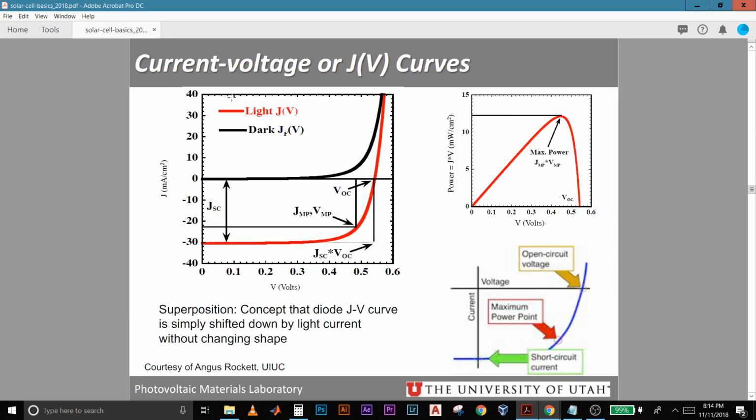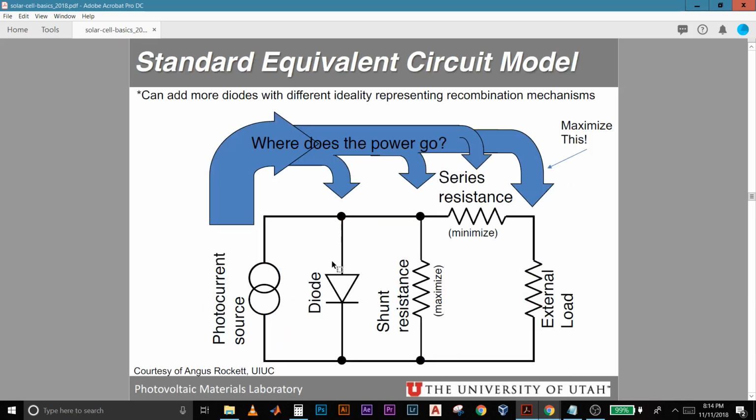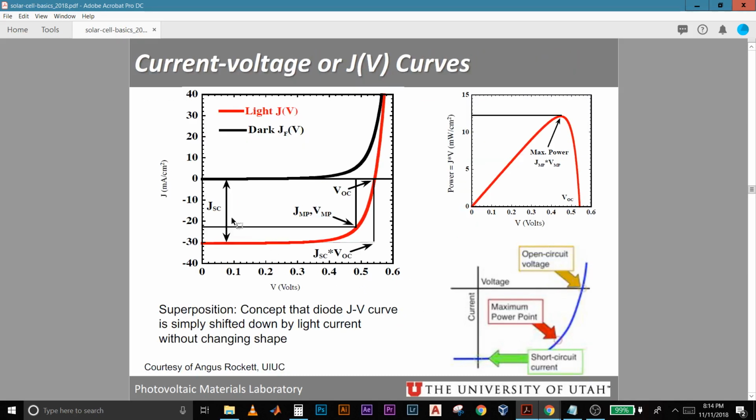So first, let's look at the current voltage curve, which we typically have for all electrical circuits to help us analyze the performance of the device. And we see that because the solar cell behaves and is actually made up of a PN junction diode in reverse bias, the current voltage curve of a solar cell follows the exact same behavior of a reverse biased PN junction diode, as is shown over here.